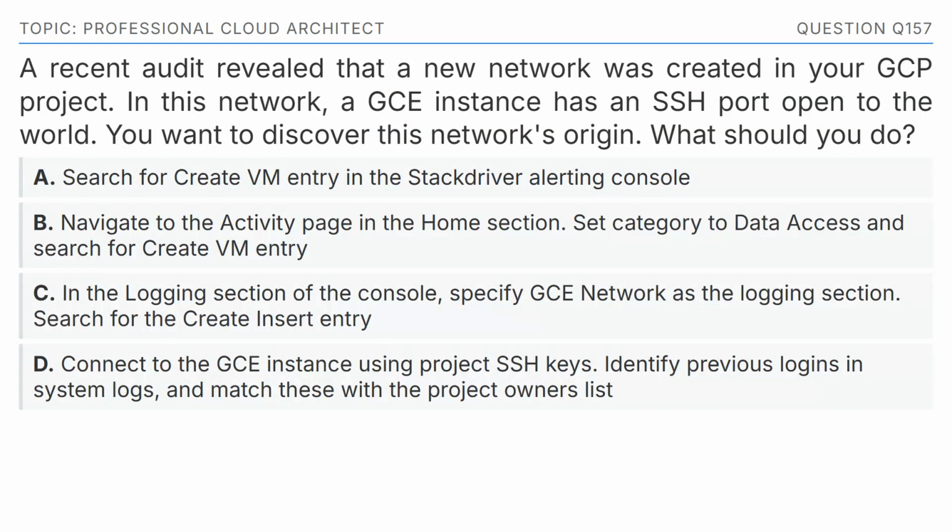A recent audit revealed that a new network was created in your GCP project. In this network, a GCE instance has an SSH port open to the world. You want to discover this network's origin. What should you do? The options are: Option A, search for Create VM entry in the Stackdriver alerting console. Option B, navigate to the activity page in the Home section. Set category to data access and search for Create VM entry.